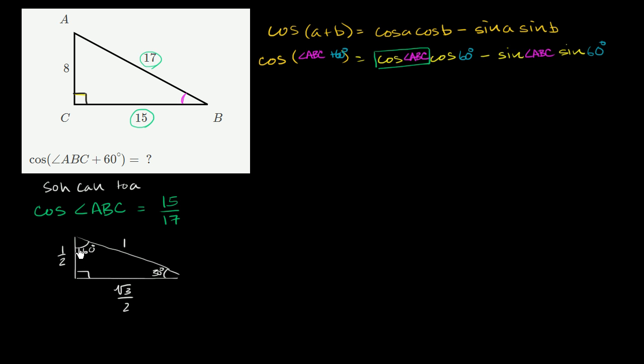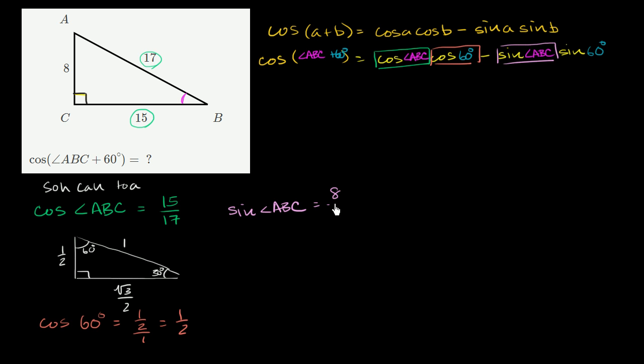So the cosine of 60 degrees, if you're looking at this side right over here, let me write it in a color I haven't used yet. So I care about the cosine of 60 degrees. The cosine of 60 degrees is going to be equal to, once again, adjacent over hypotenuse, 1/2 over 1, which is equal to 1/2. Now let's think about the sine of angle ABC. So that's this one right over here. So we have our triangle right here. Sine is opposite over hypotenuse. So opposite has length 8 over hypotenuse is 17. So it's equal to 8 over 17.